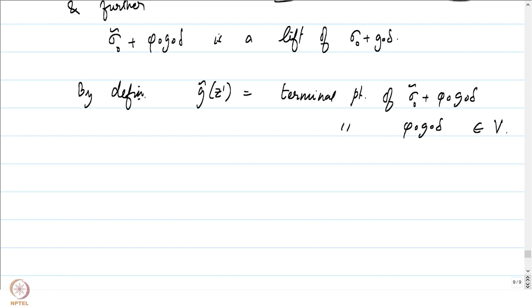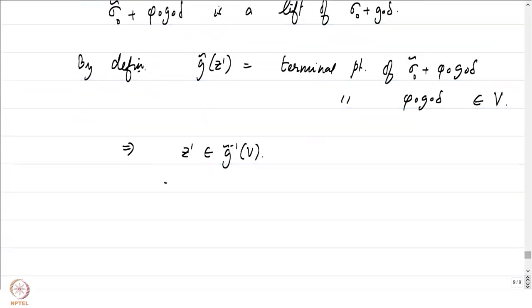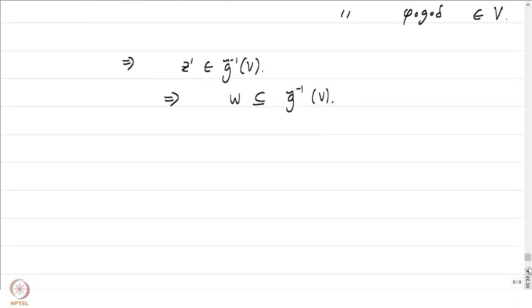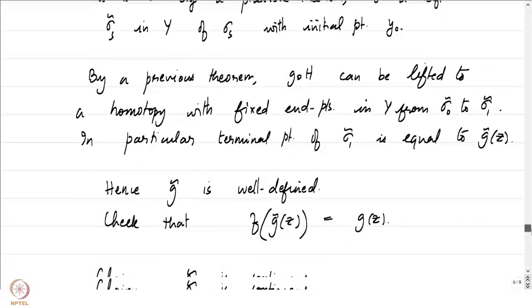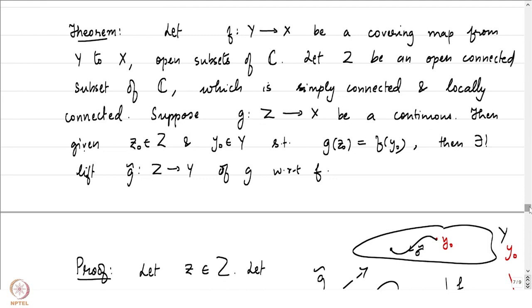Phi composed with g composed with delta is, phi is after all a map from u to v, and therefore this is going to be in capital V. In particular, z prime belongs to g tilde inverse of v, and that's precisely what we were trying to prove. We took an arbitrary point in W, and hence W is contained in g tilde inverse of v. And with this, we also establish the fact that our map g tilde is a continuous map. So we have just proved that our lift is continuous, and therefore, given any such map g, we will be able to talk about, uniqueness has already been proved, a unique lift.